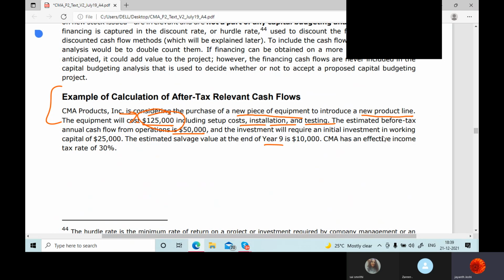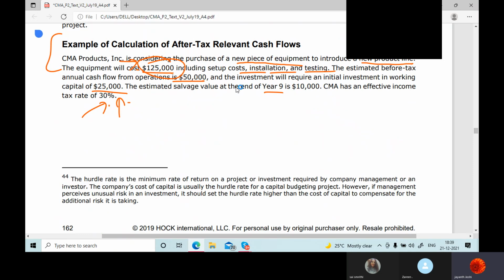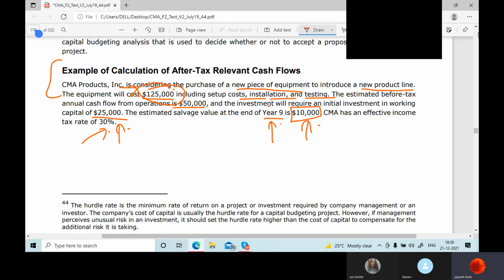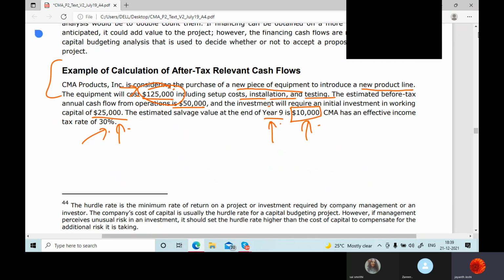The investment will require an initial investment in working capital. That also we have seen, and they say you have to use the MACRS method for depreciation calculation, and the tax rate happens to be 30%. They are even giving one more piece of information, that this asset would have a salvage value of 10,000. That means at the end of its lifetime, that is in year 9, if you sell that asset which was of 125,000, it would fetch you $10,000. Please read this information. I'll just give you a fraction of time.